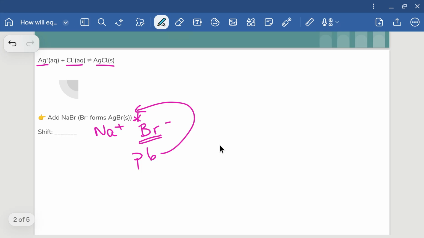So if we add this to the system, this silver ion will join the bromide ion to make silver bromide as a solid, and we know that solids are not included in our system. Because this is now leaving the system to make this solid, this is actually decreasing. So in terms of a shift, if Ag+ is decreasing, we are going to shift to the left to replace it. So that's our first shift.